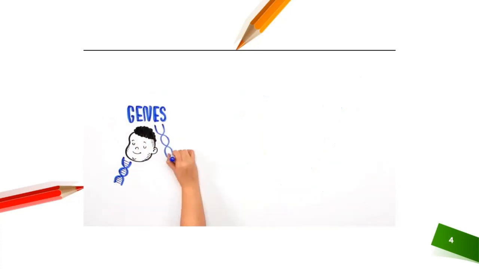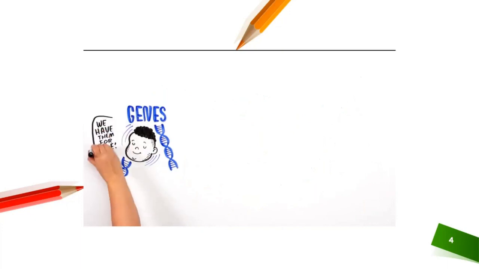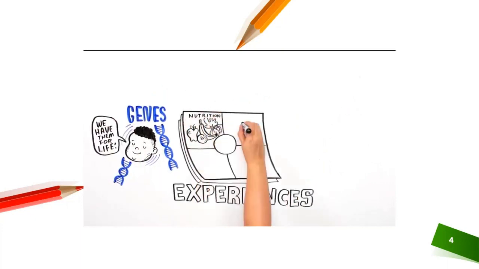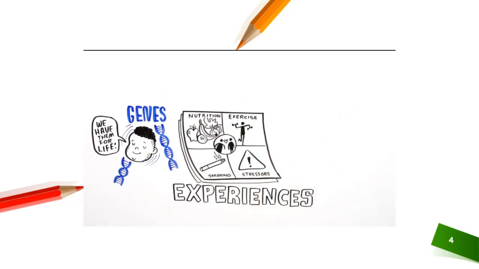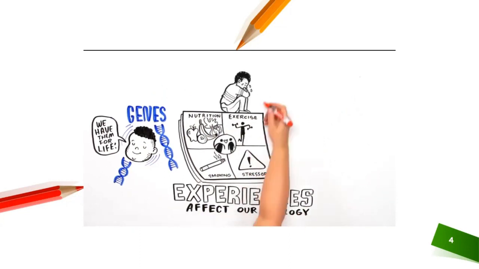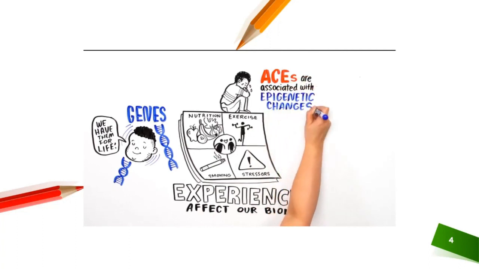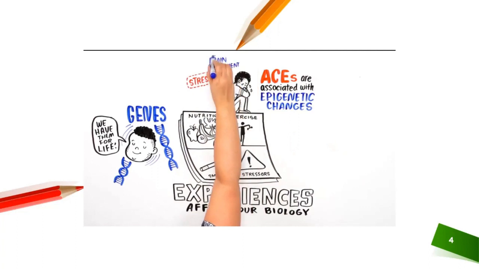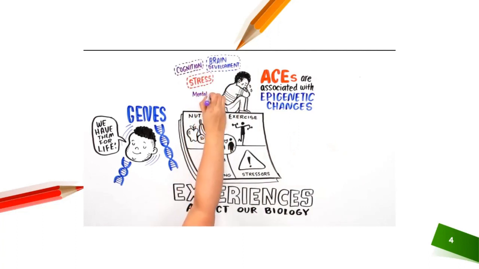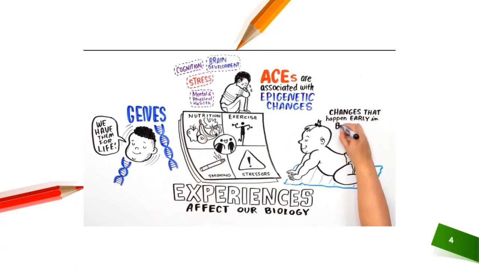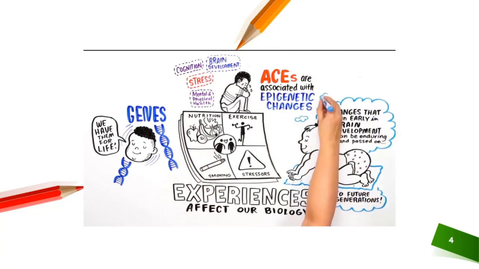The genes we are born with are the genes that we have for life, but experiences like nutrition, exercise, smoking, stressors, and relationships all affect our biology. Adverse childhood experiences are associated with epigenetic changes related to stress, brain development, cognition, and systems associated with mental and physical health. Changes that happen early in brain development are more likely to be enduring and are possibly passed on to future generations as well.